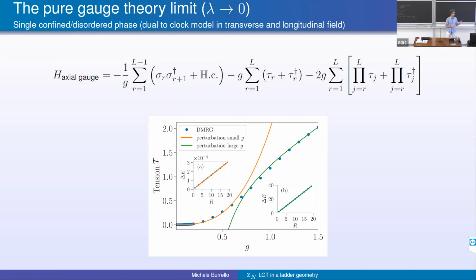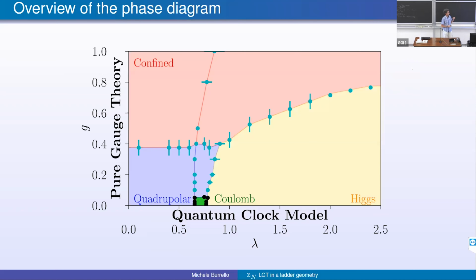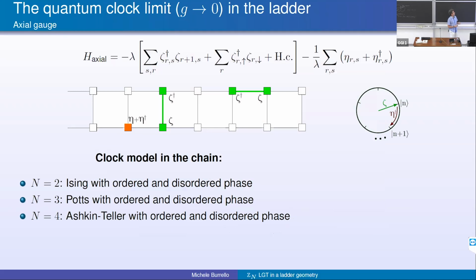Okay, so for the moment, I would like to speak about the other limit, the quantum clock model limit. And again, this is a limit in which the plaquette terms become very, very strong and the electric field is switched off. So I'm imposing that in the system there are no magnetic fluxes. And at this point, I can use again the axial gauge choice. What I get is that in this limit of g going to 0, the Z_N lattice gauge Hamiltonian becomes the Hamiltonian of a quantum clock model on this ladder geometry, which is a bit peculiar.